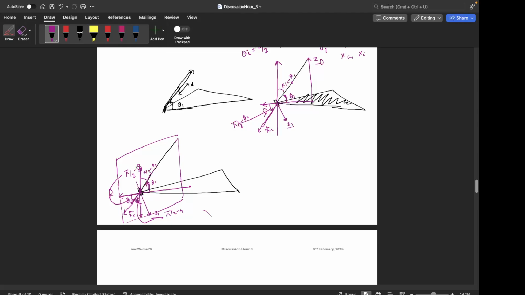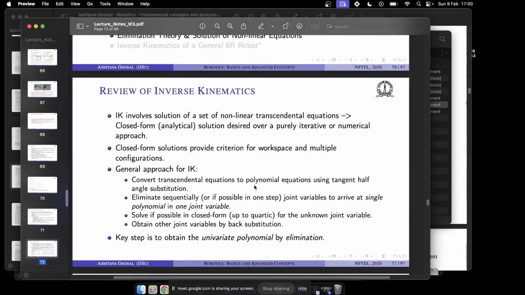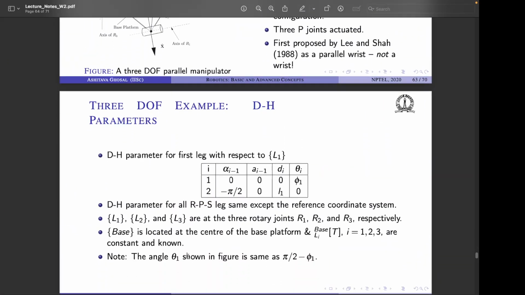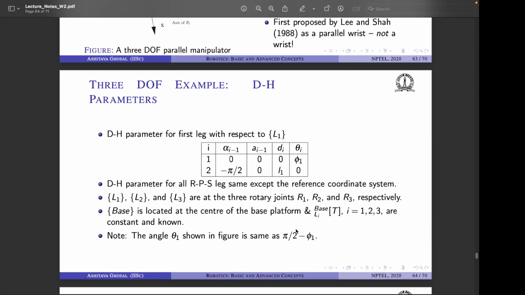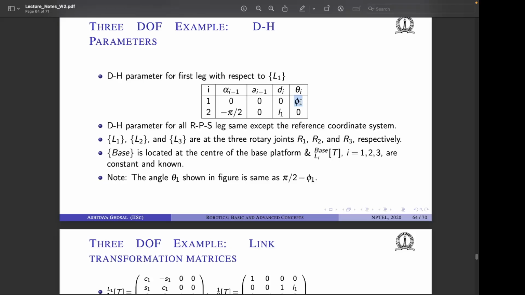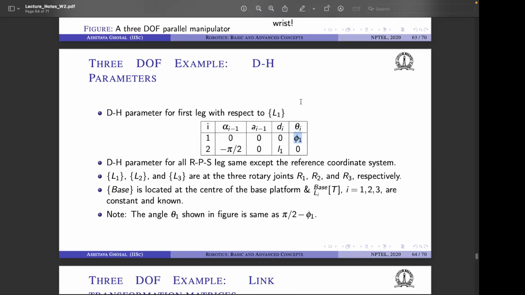So the angle theta 1, or alpha 1, is something that is marked in the image, right? Theta 1 is marked in the image. So phi 1 is pi by 2 minus theta 1, right? So theta 1 is equal to pi by 2 minus phi 1. So what is meant here is pi by 2 minus theta 1.